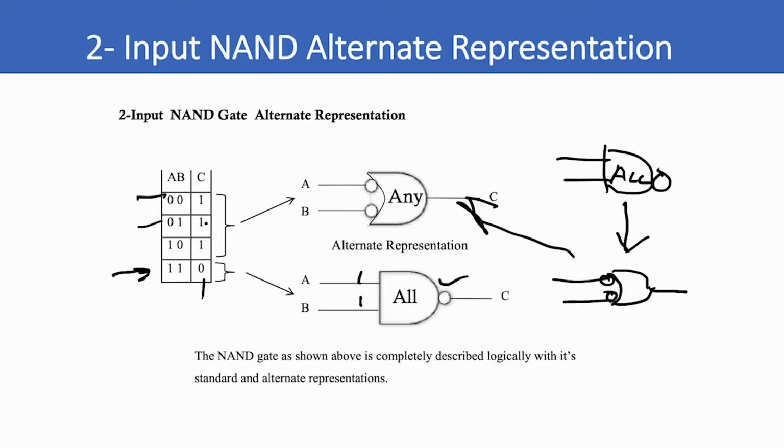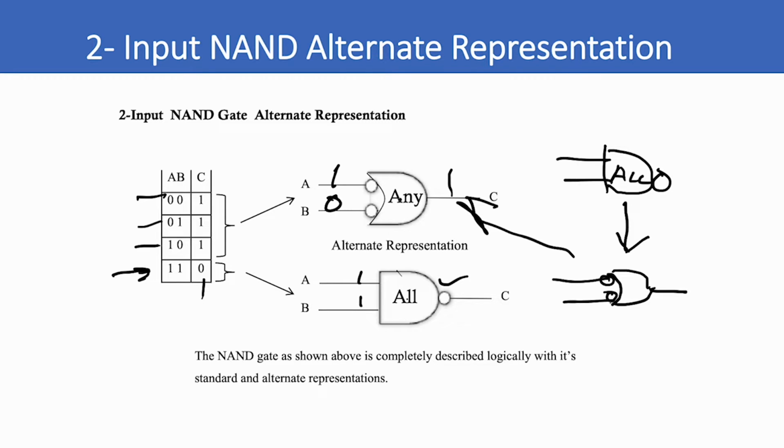Okay, let's look at the second case. Any low gives a high. A is low, B is a 1. Well, any low on the input gives you a high. That's what this one is. Okay, let's go to the third and final. This says A is a 1, B is a 0. That says any low gives a high. So this particular logical representation is the alternate representation of the NAND gate.